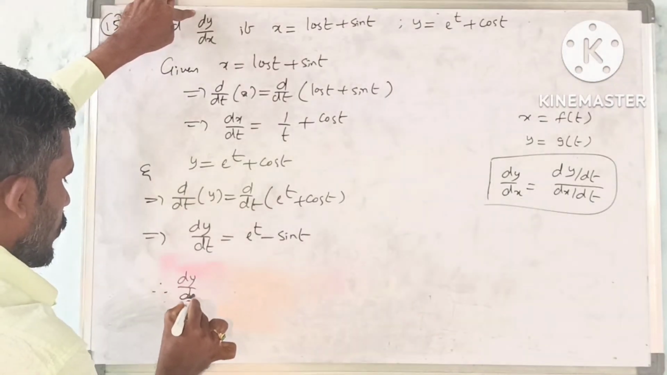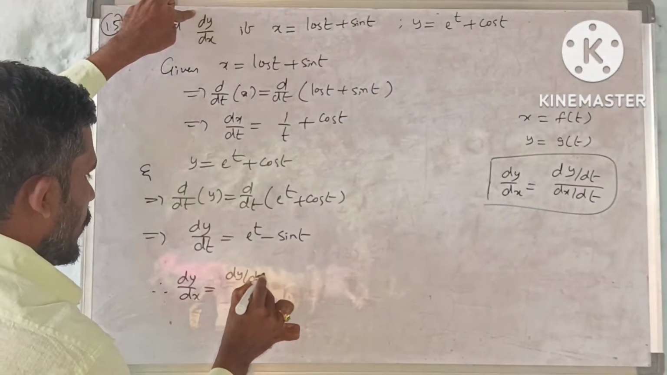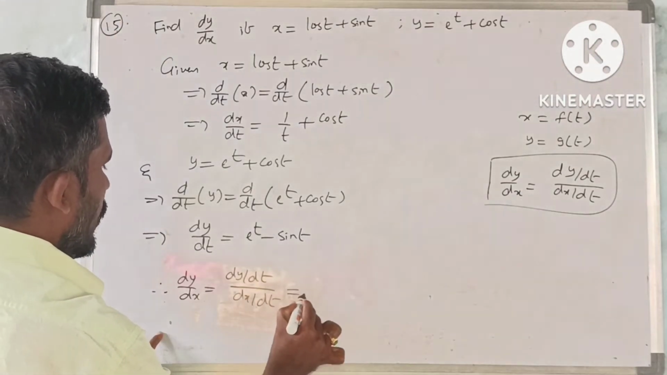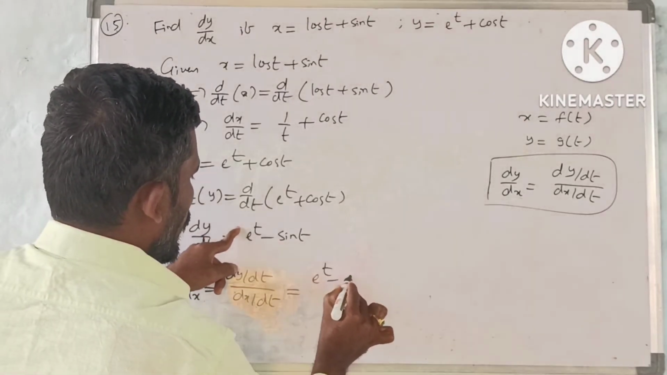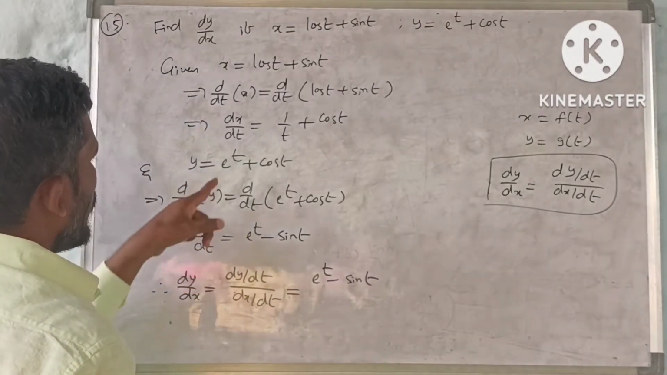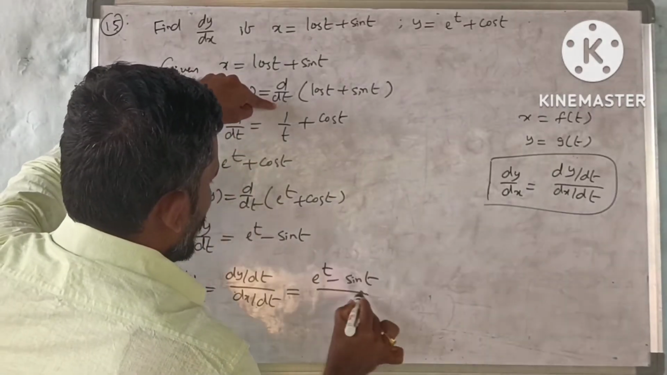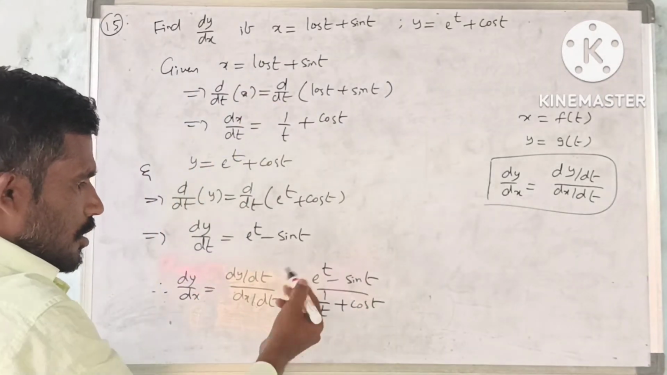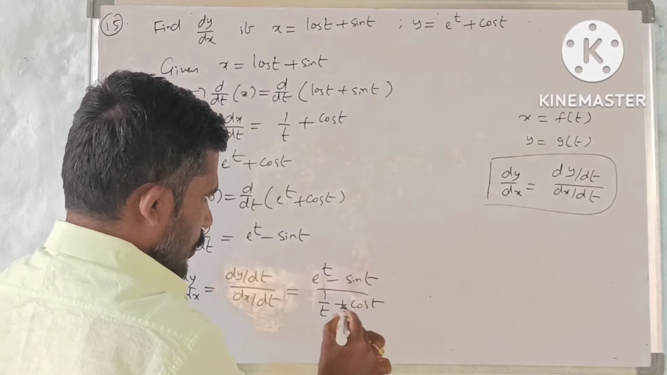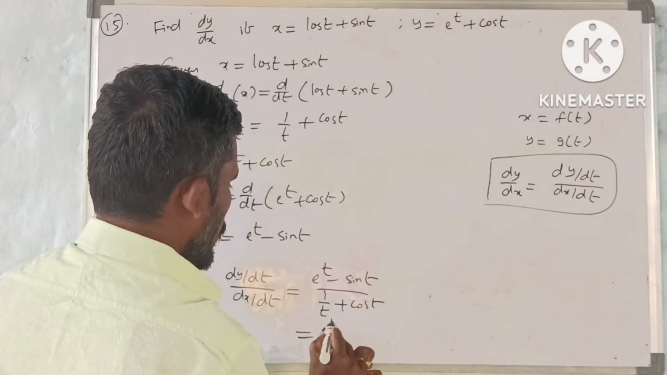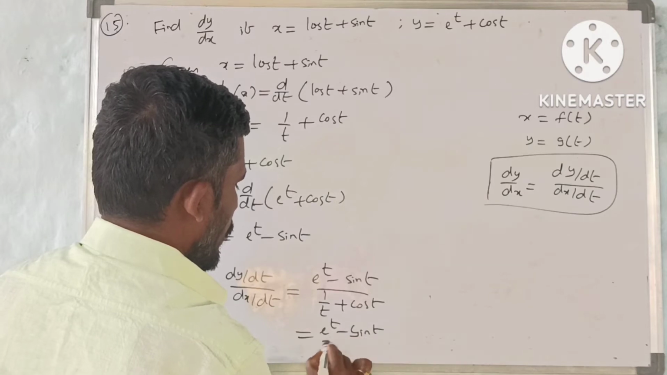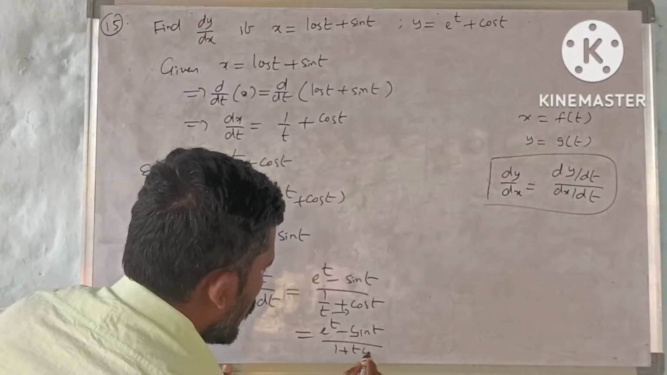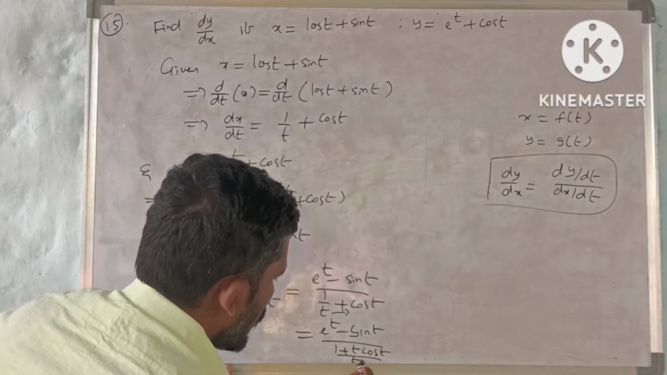So you got dx by dt and dy by dt, but what we want here is dy by dx. So dy by dx is dy by dt whole by dx by dt. dy by dt is e power t minus sin t, and dx by dt is 1 by t plus cos t. This is the answer. Otherwise, we can simplify the denominator: taking cross multiplication, 1 plus t cos t whole by t.